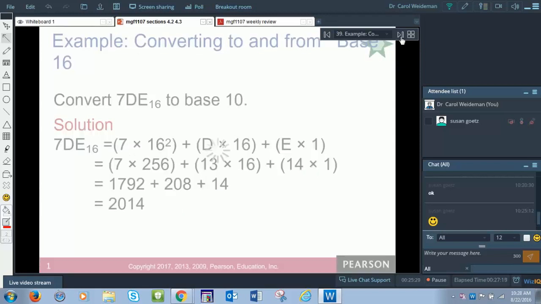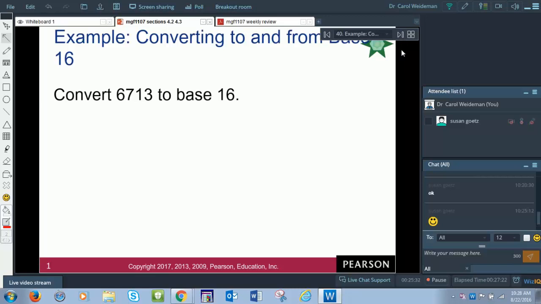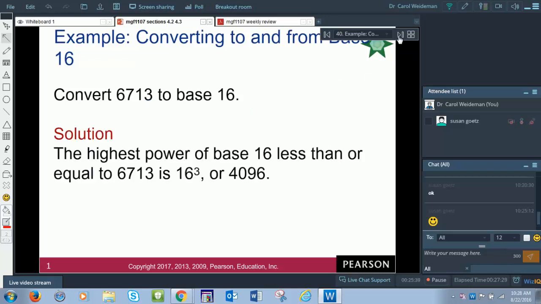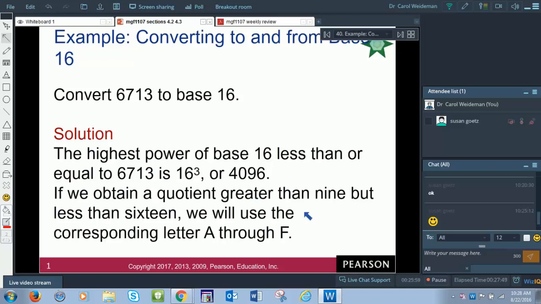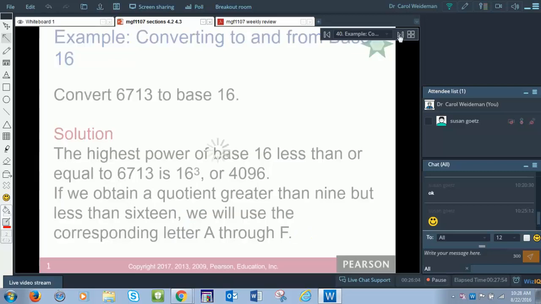All right, let's go the other way, from base 10 to base 16. Again, you want to think about what's the highest positional value less than or equal to this number. The positional values went 1, 16, 256, and then we get to 4096, and that's going to be the greatest positional value, 16 cubed, less than or equal to 6713. And again, when we're dividing, if we get a quotient greater than 9 but less than 16, we're going to use those letters A through F, like we just did in the prior problem.